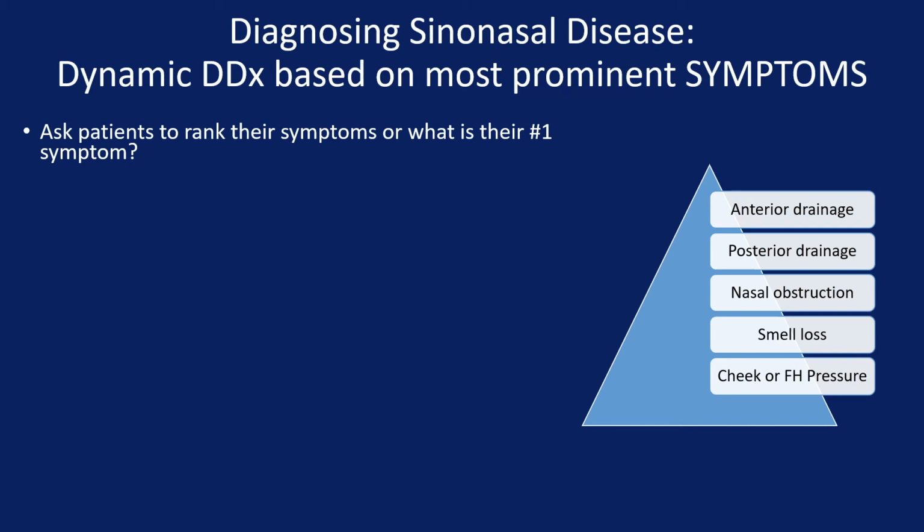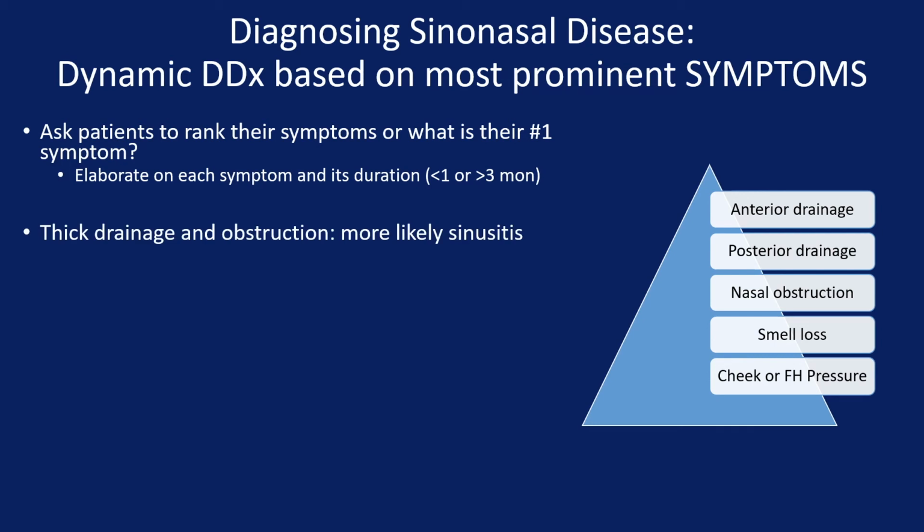You don't have to do it this way, but I've found that if I get them to rank their symptoms or tell me what's bothering them the most, you can attack each symptom individually, and trust me, when you attack their number 1 symptom the best, they like you more. So elaborate on each symptom and its duration. Is it less than 1 or greater than 3 months? And I know it's cumbersome, but if you start doing it quickly and figuring out, okay, wait, they have anterior drainage, they have facial pressure, but the facial pressure is only there like once a year, and the anterior drainage is all. If you start paying more attention to that, you're going to see some interesting correlations.